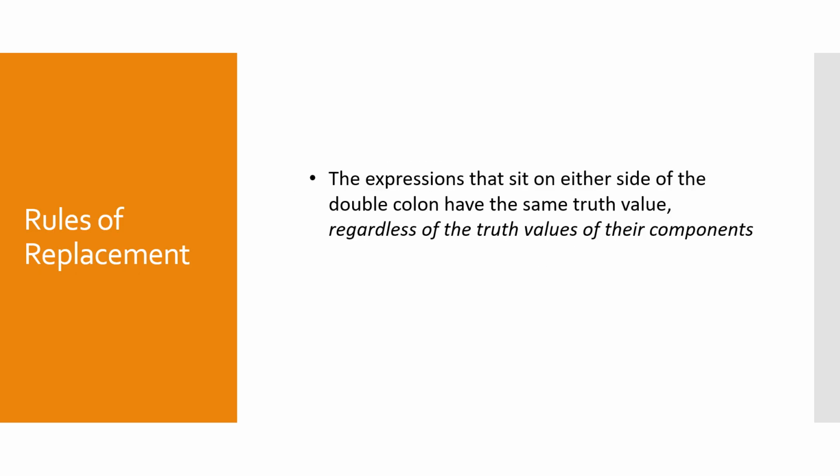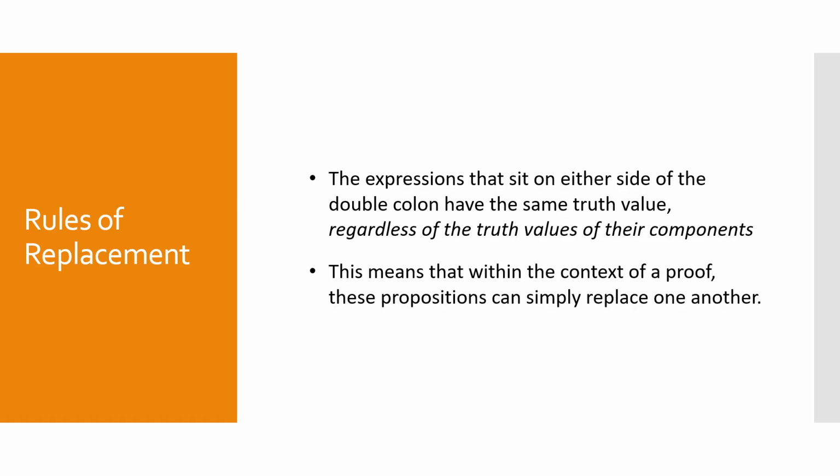Now what this means and what the symbol tells us is that the expressions that sit on either side of the double colon have the exact same truth value, regardless of the truth values of their individual components. And what this means in the context of a proof is that these propositions can simply replace one another. We can swap them out whenever we feel like it without changing the truth value of the actual argument. So let's take a look at the first 5 rules here.